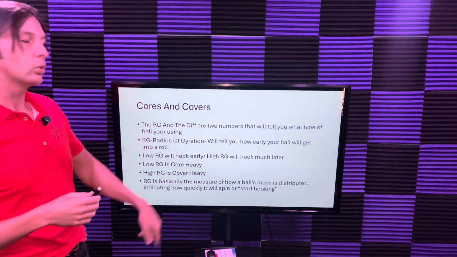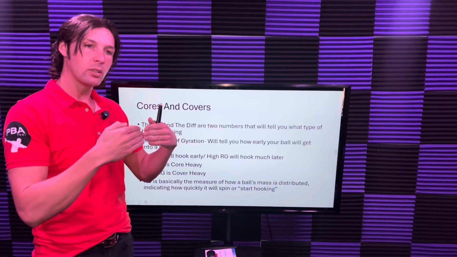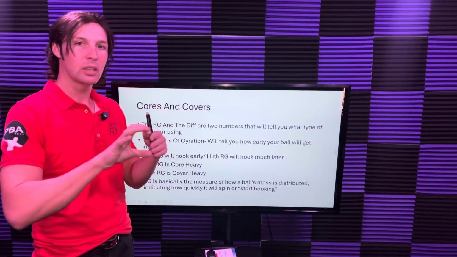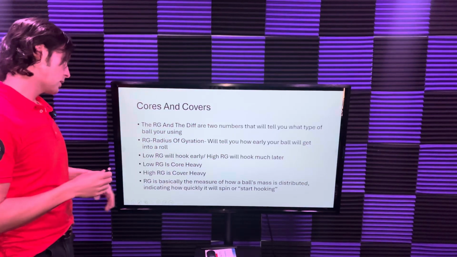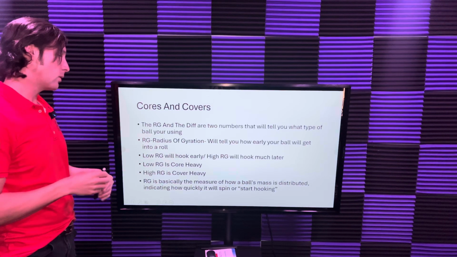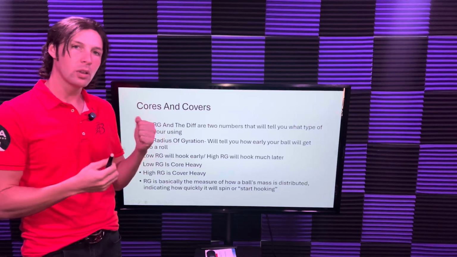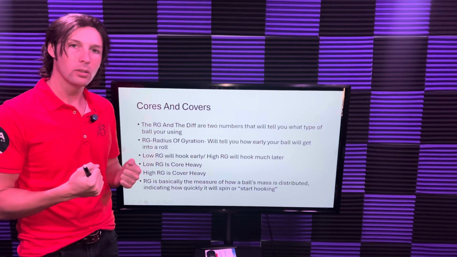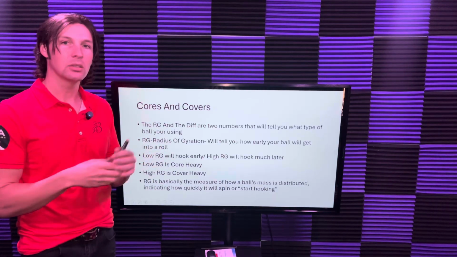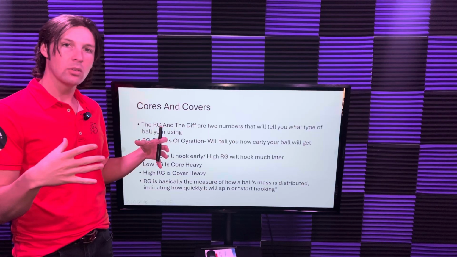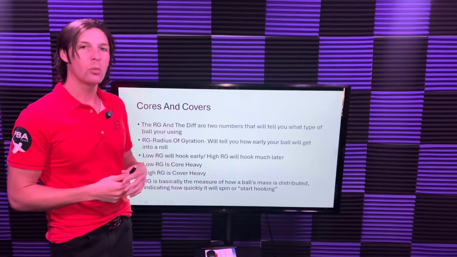Whereas a high RG will hook much later. So if you think about it like this, the low RG will see the lane sooner. The high RG will get farther down before you start to see it make its turn. And so low RG is core heavy, high RG is cover heavy. So basically all that means is if it's a low RG ball, the core of that bowling ball will weigh more than what the cover does. And if it's a high RG, it's cover heavy, so the cover will be a lot heavier than what the core is. So that will determine, again, what the ball's performance is.